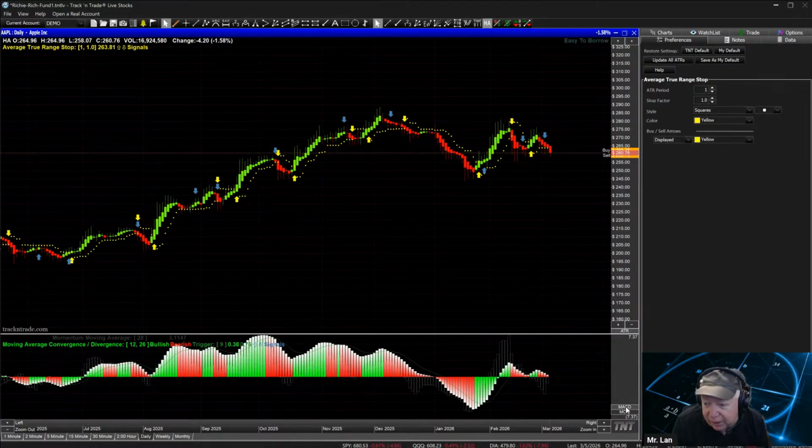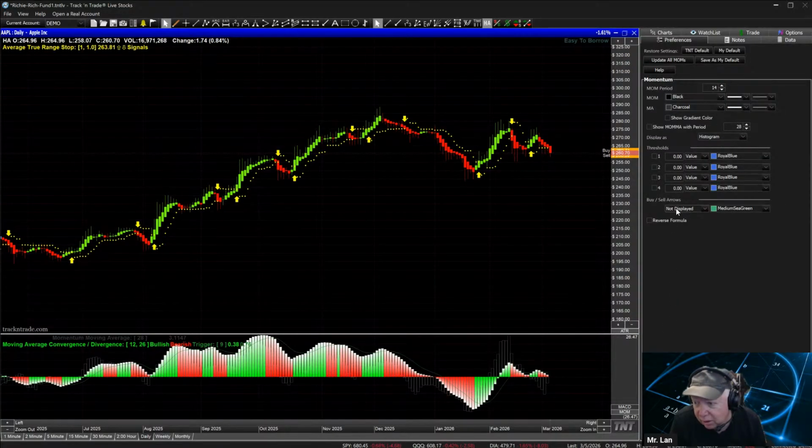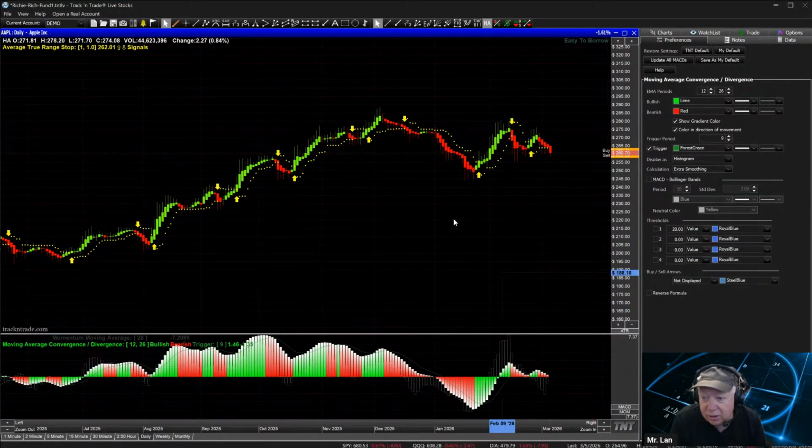Oh, come on, MACD. Didn't I turn your arrows off? Not displayed. I don't want those. Momentum, not displayed. Okay, MACD. So we're going to right click, save, and apply settings to all charts. All right, so this is our basic structure.